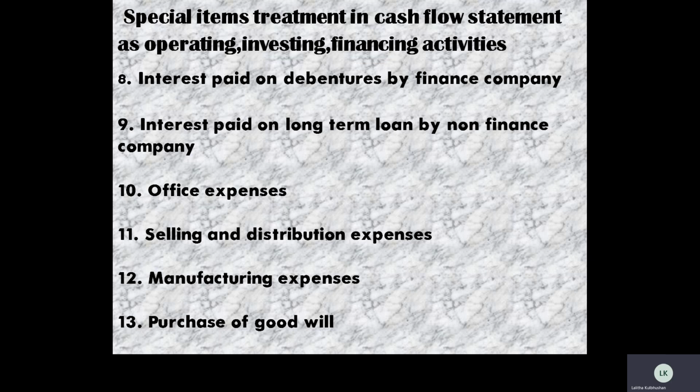Next is the manufacturing expenses. Very clear, as it's related to the basic revenue producing activity of the business, so the manufacturing expenses is also a purely operating activity. Now next comes the purchase of goodwill. So children, let us understand what this concept of purchase of goodwill means and how we can identify it in the cash flow statement.